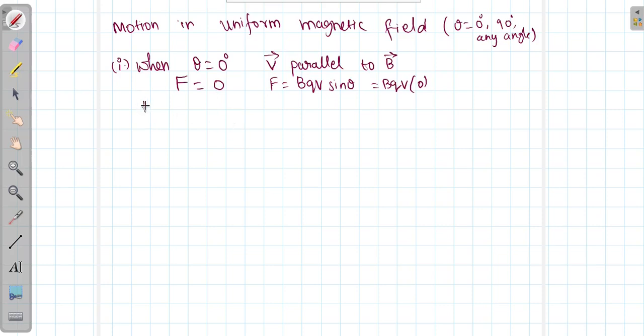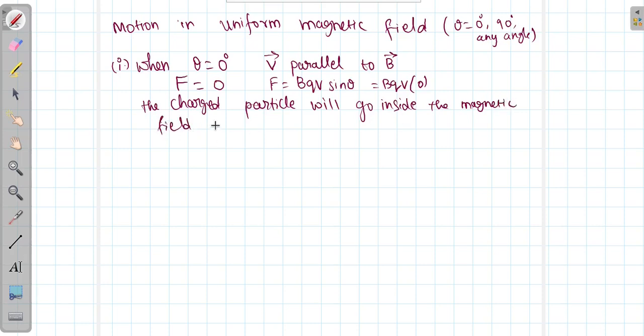So it means that the charged particle will go inside the magnetic field without deflection. It will not experience any deviation. It moves in the same straight line path.